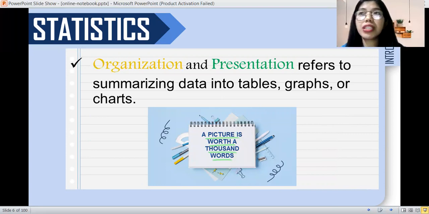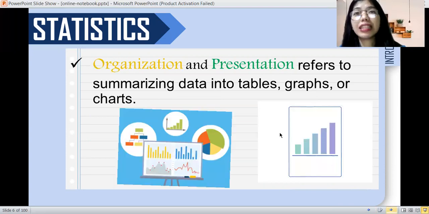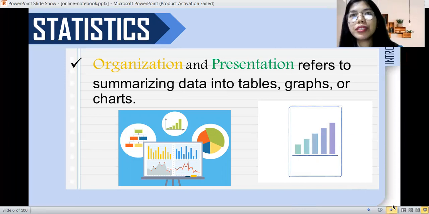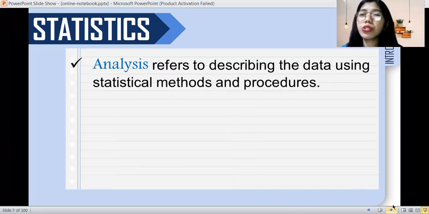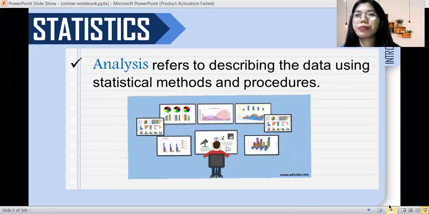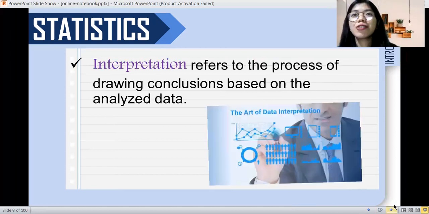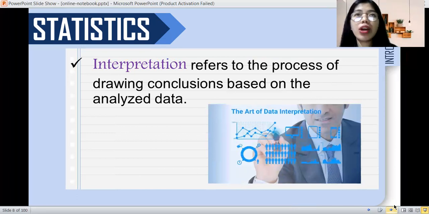So, sa organization and presentation, dito pinapakita yung mga naka-table na, mga naka-graph na, naka-chart na mga based from the data gathered. Okay? Then we also have the analysis. This refers to describing the data using statistical methods and procedures. And the interpretation, which refers to the process of drawing conclusions based on the analyzed data. So yun po yung 5 steps or 5 processes when we are conducting statistics.